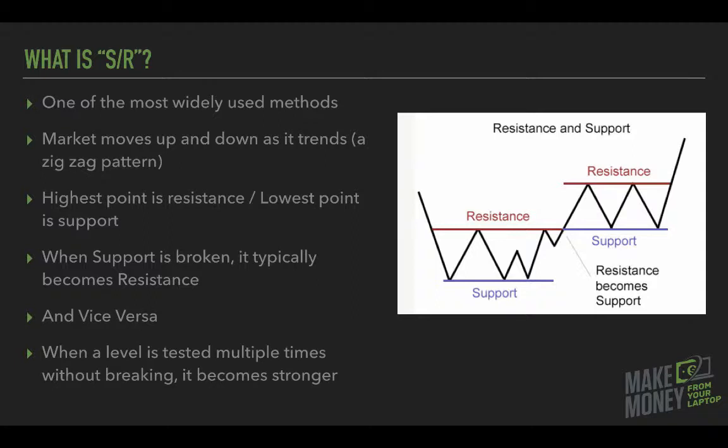The highest point is called resistance. It's like a ceiling. And the lowest point is called support. It's like your floor. And typically, if support is broken, that becomes a new level of resistance. And if resistance is broken, that becomes a new level of support.